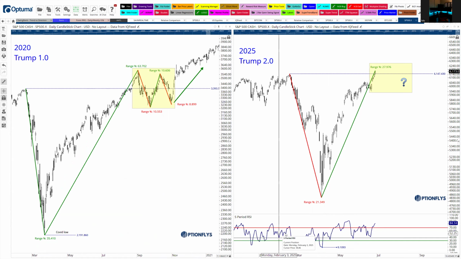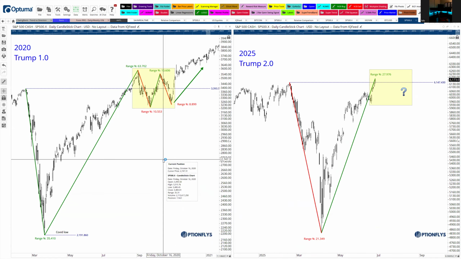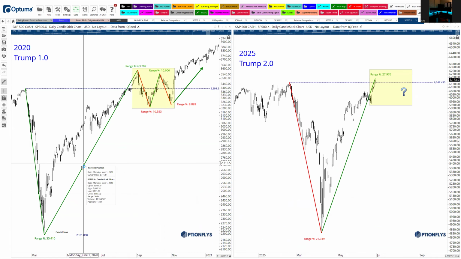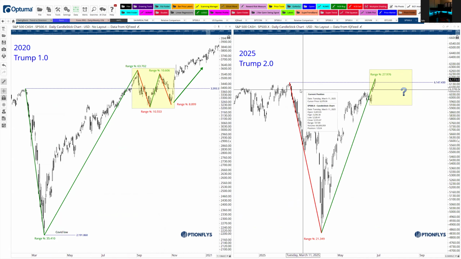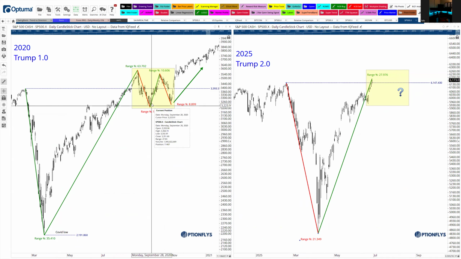So the point is that's why I never use any indicators. The point here is, okay, now we're trying to take out the high, right? Which we did, which is good. Look what happened here last time.